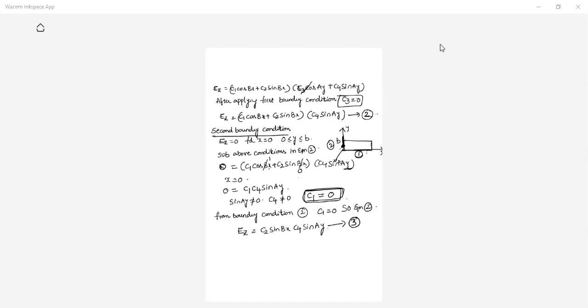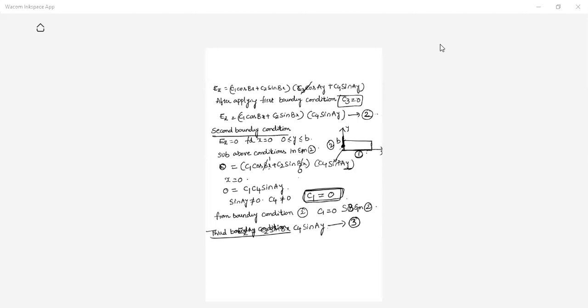It is equation number 3. Are you able to follow? Yes or no? Yes, ma'am, we are following, ma'am. So finally we got equation number 3. Now which boundary condition do I have to apply? Third boundary condition I have to apply. So I'm going to apply the third boundary condition.